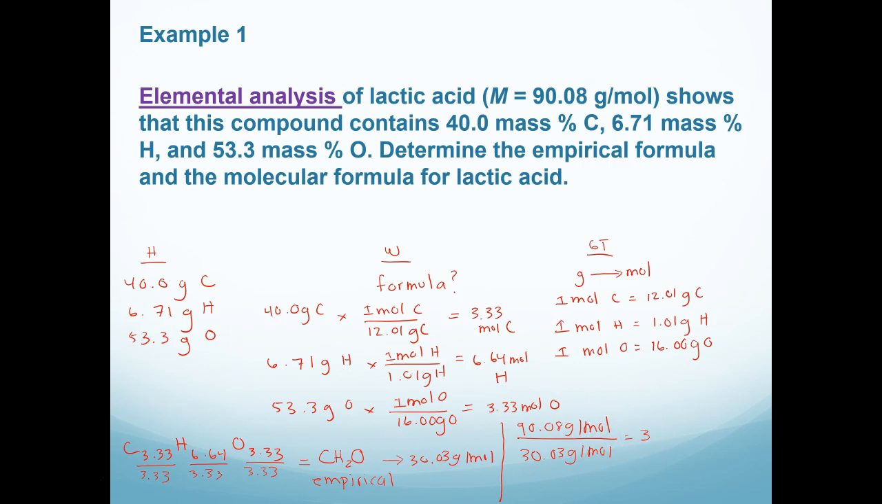Okay, so it tells me that I need to take my empirical formula and multiply every single subscript by 3. So I'm just going to say we have H2O multiplied by 3, but that's for every single subscript. And this will give us our molecular formula. So we get C3H6O3, and this will be our molecular formula.